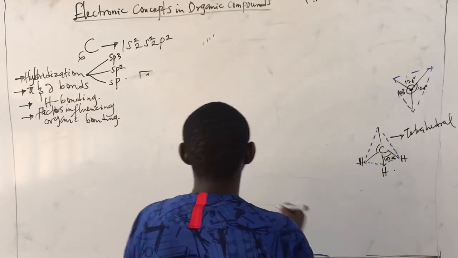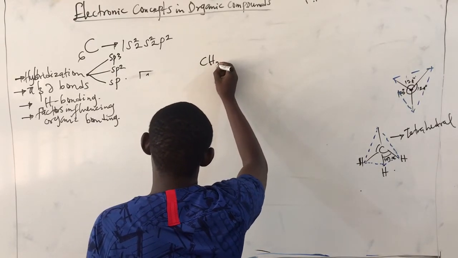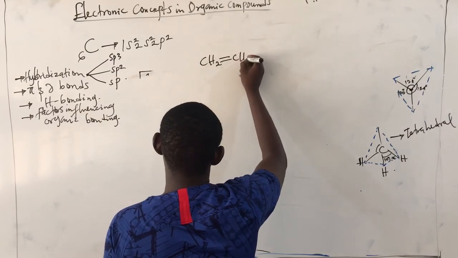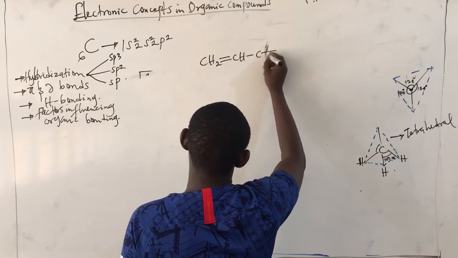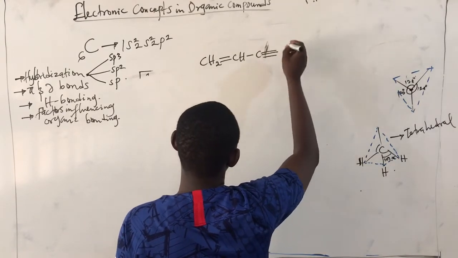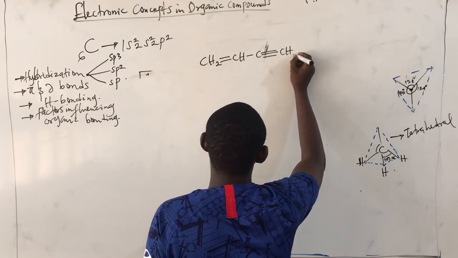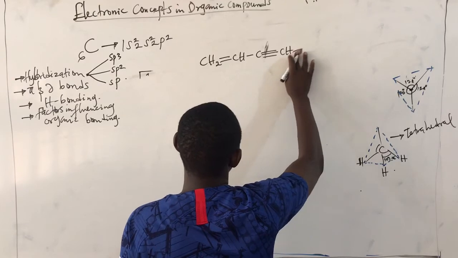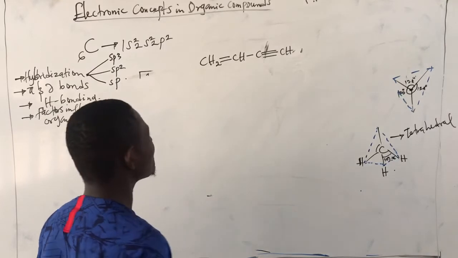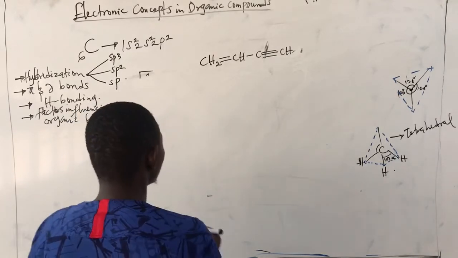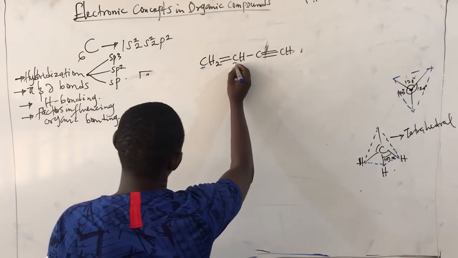So we are given a compound like, let's say, CH2 double bond CH, then carbons 1, 2, 3, 4, CH2, or CH, and so on. So we have something like this, and you are told to determine the hybridization of each carbon atom. So we are going to be looking at what is the hybridization of this carbon, this carbon, this carbon, and this carbon.